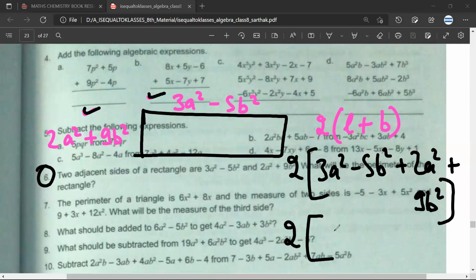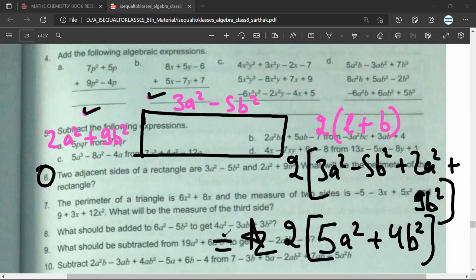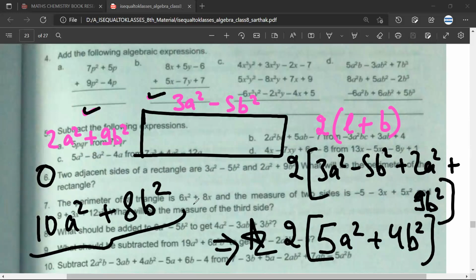So 3a square plus 2a square would be 5a square. Any doubt? No, sir. Minus 5b square plus 9b square would be plus 4b square. Mr. Sarthak, any doubt? No, sir. See, you can leave this as the final answer. Or if you want, you can simplify this further. This would be 10a square plus 8b square. Mr. Sarthak, any doubt? No, sir. Okay.